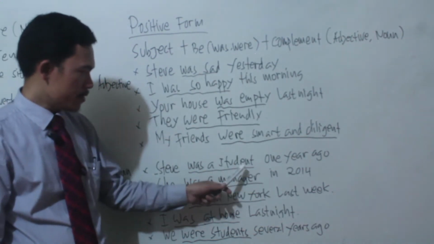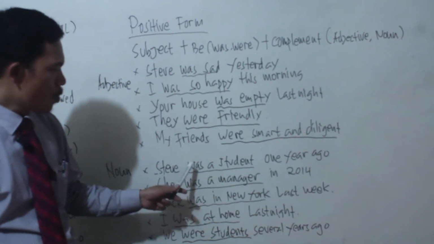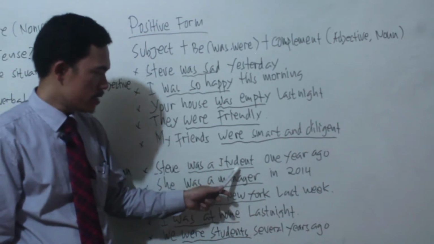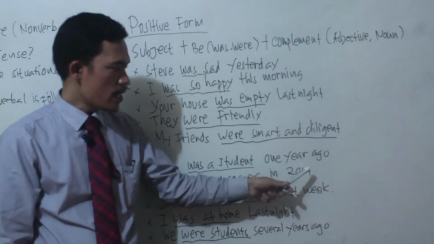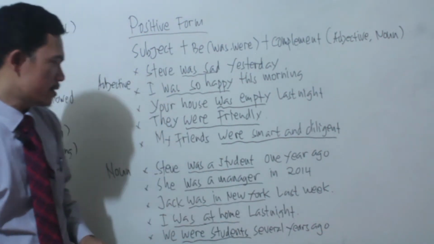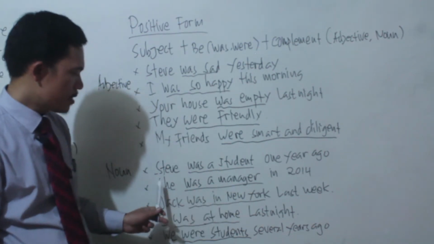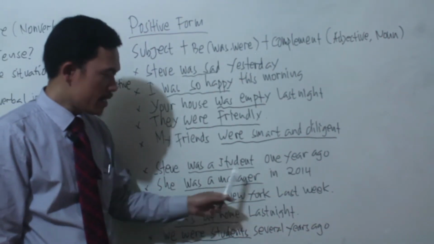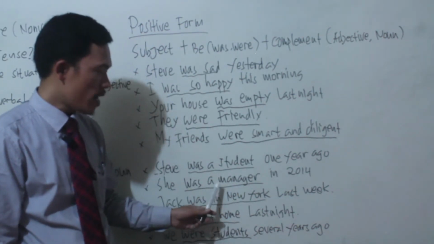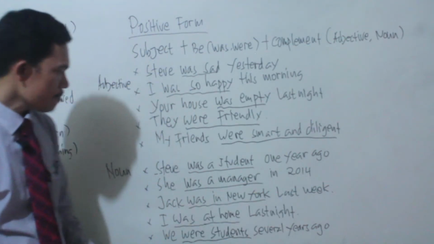Well, now let's look at these examples using noun. Steve was a student 1 year ago. So Steve is a subject and was is be. A student is a person or a noun. 1 year ago is showing the time in the past. Next, she was a manager. She is the subject and we use was. And a manager is a person or a noun. In 2014 is showing the time.